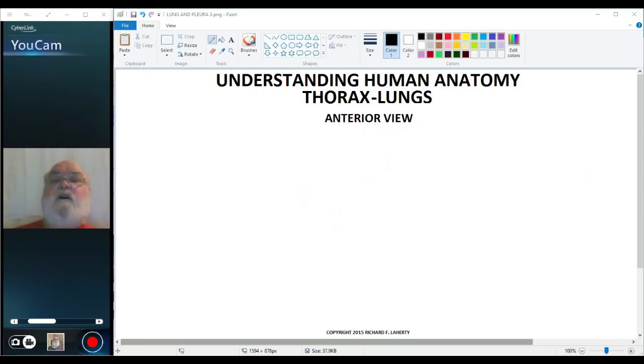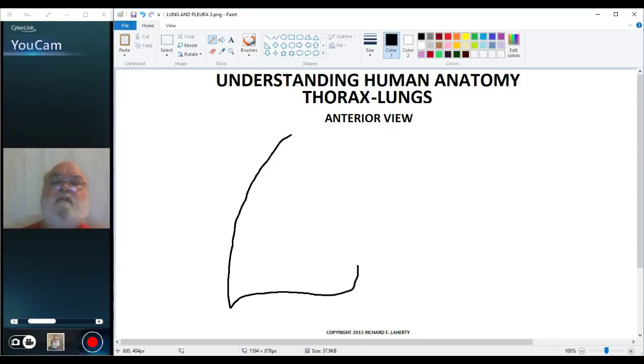In this slide, we're going to draw the left and the right lung. I'm going to start with the right lung. And the lung is pyramidal in shape. So let me draw it in like so. So this is the right lung.